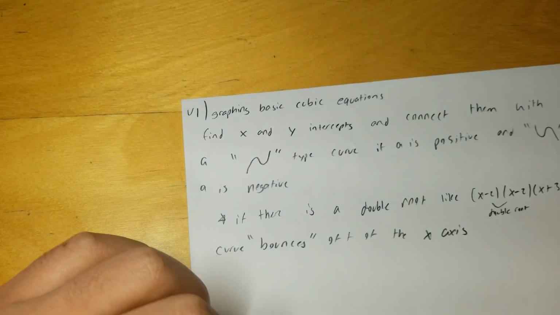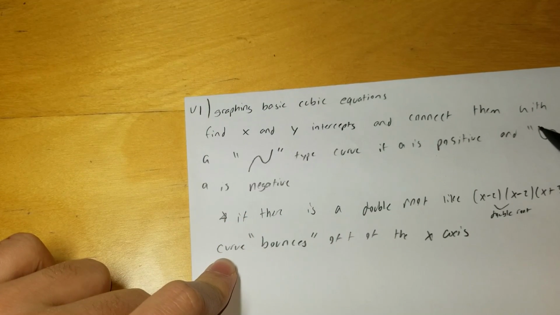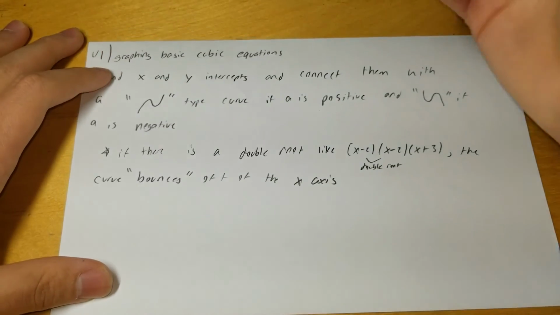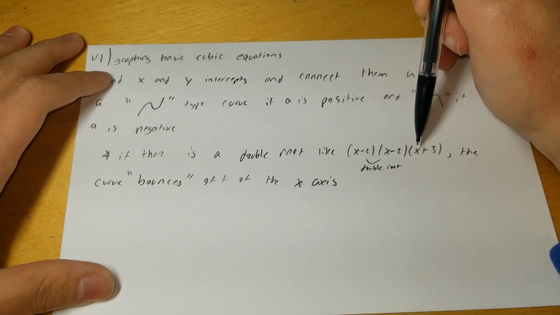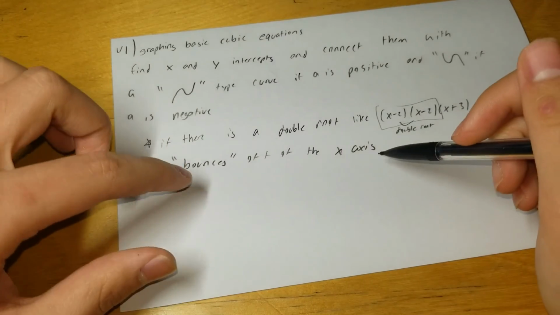If a is positive, it would be this, and if a is negative, it would be like a backwards N, or an upside down one. And a little exception right here. If there is a double root, like if you do x minus 2 times x minus 2 times x plus 3, because of the double root, the curve bounces off that point.